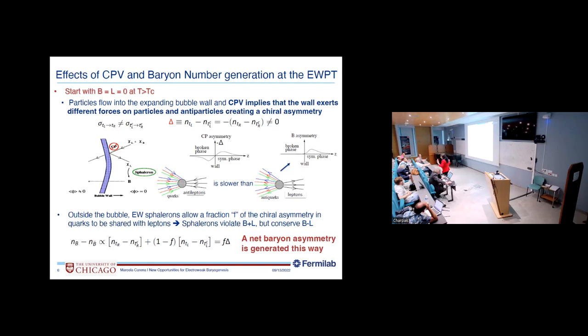What I'm telling you is that I'm not putting in a number by hand as I do in other theories. I use the CP equation I have, and I use the scalars that can violate B plus L, but conserve B minus L, to generate the baryon asymmetry at the moment of the phase transition. Okay? Is that better? Too many questions, but please go ahead, I'm just asking.